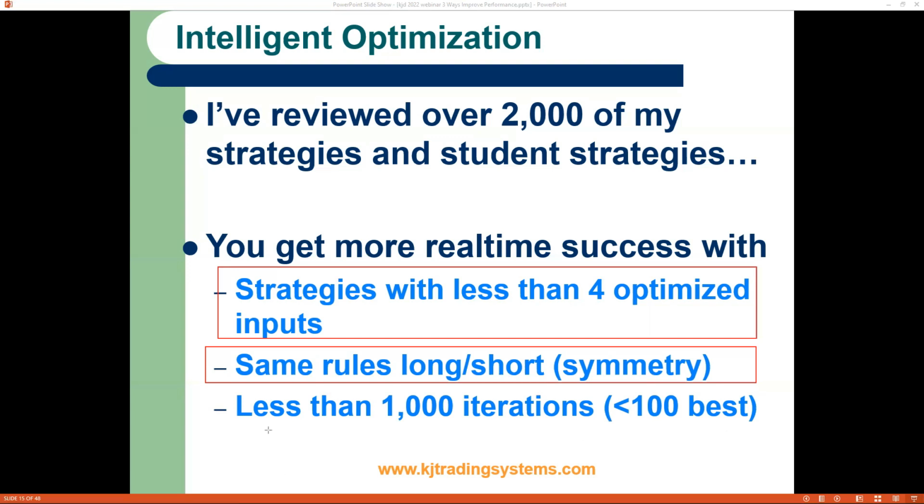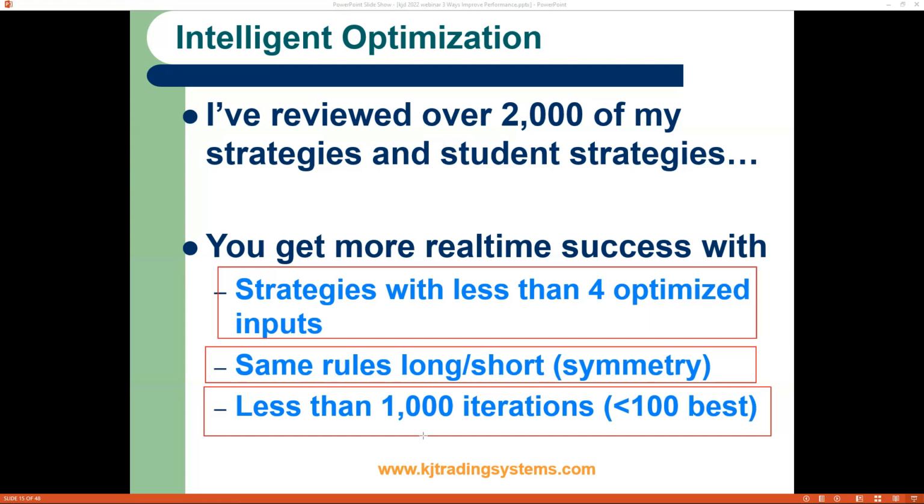And then finally, the other big thing is the number of iterations you run when you do optimize. And what I've found is the best performing strategies, or the strategies that are most likely to perform well into the future, less than 1,000 iterations, and actually less than 100 is even better, if you can do it. That means, though, you're not going to get a perfectly smooth equity curve. And a lot of people don't like that.